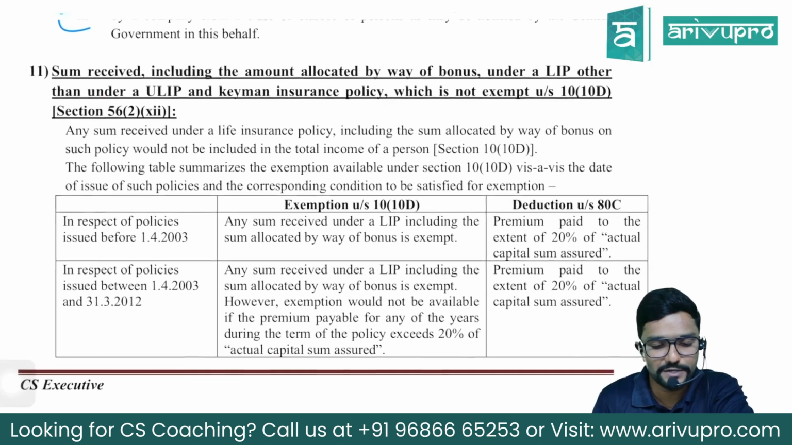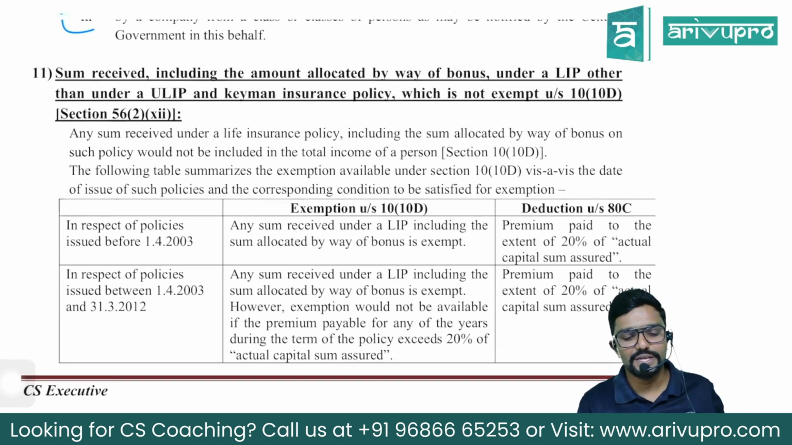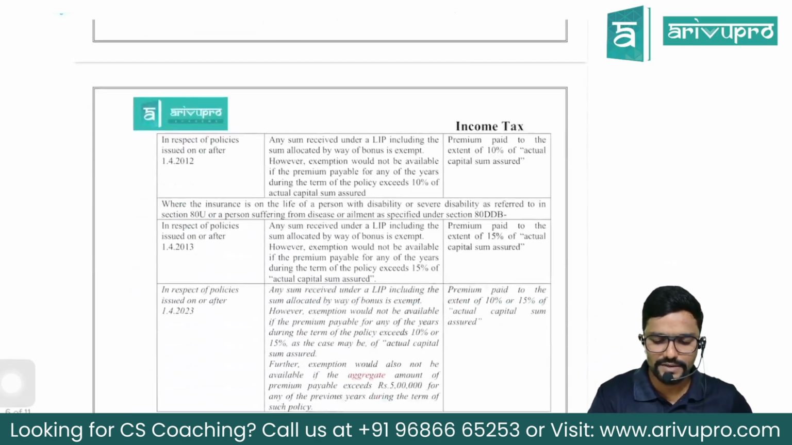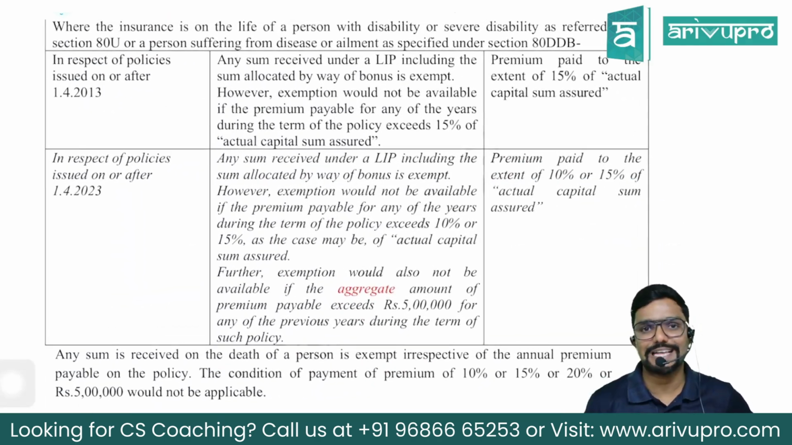Next change is with respect to the 11th point. Sum received including the amount allocated by way of bonus under a life insurance policy other than ULIP and Keyman insurance policy, which is not exempt under section 10(10D). If exemption is available, you will claim full exemption. If it is not exempt, only then it will be taxable under other sources. Here all this we have covered in our regular class, including the last point.